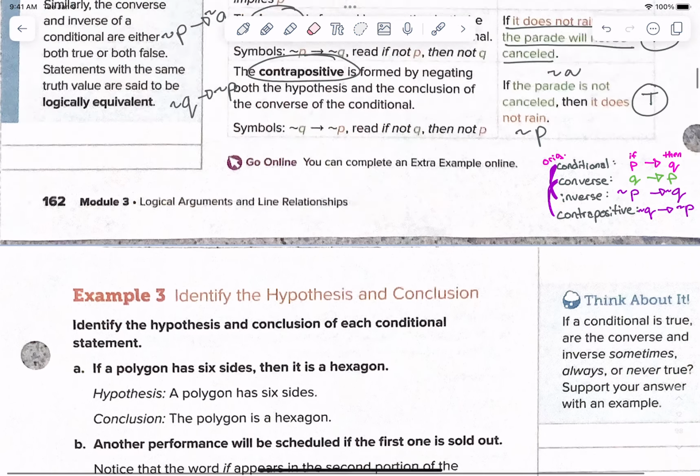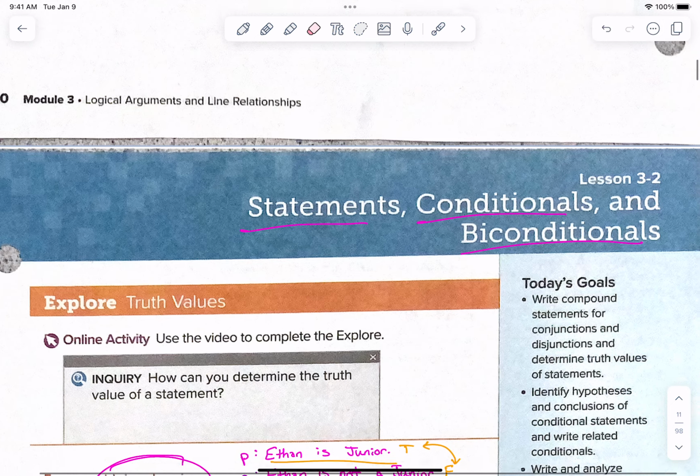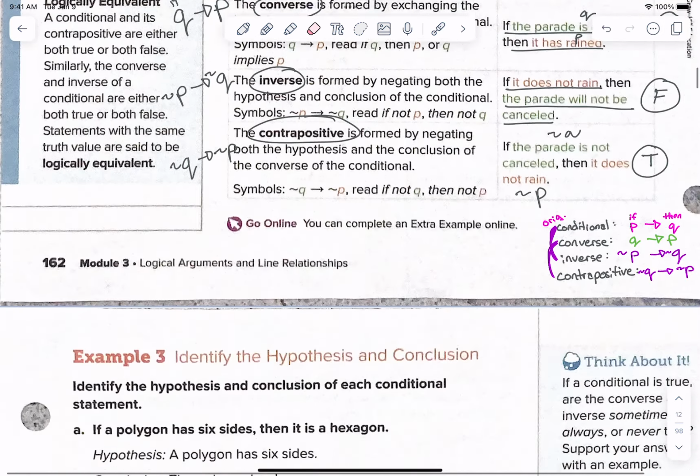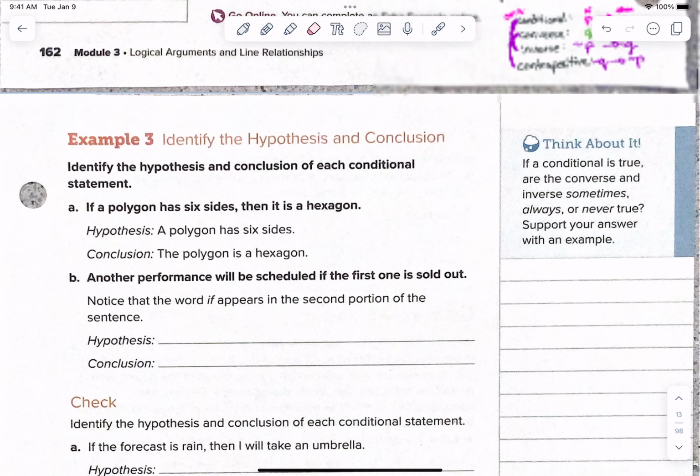All right, hello, Aiden. This is the second half of 3-2 notes. We did the first half yesterday. And here we go. Before we do example 3, let's do this real quick. Off to the side over here, do you see where example 3 is on your page?